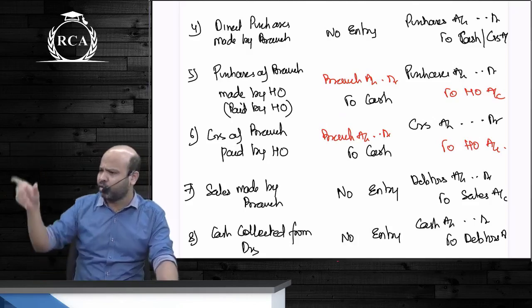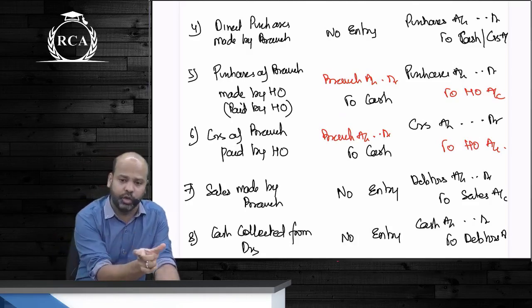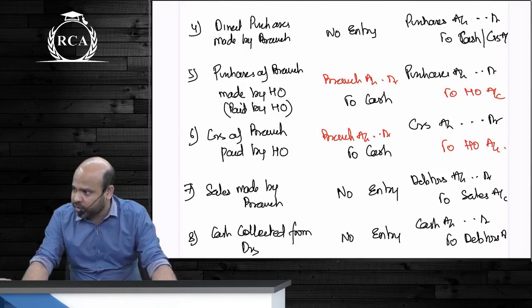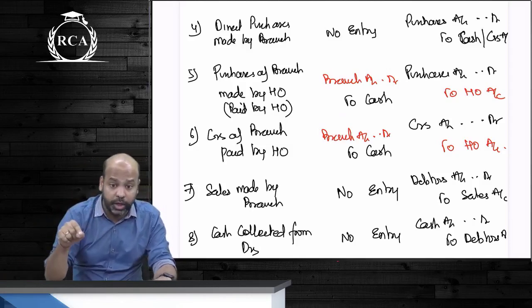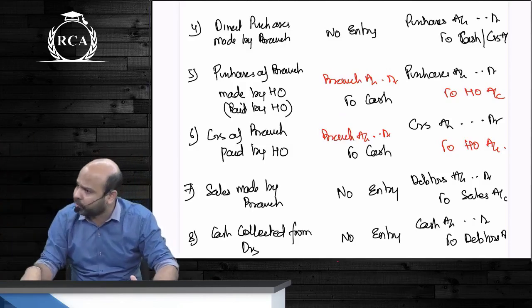I told you, beta, in all of these entries, go by common sense. Check where the ledger account should come and check whose cash is going out. After that, beta, they will write each other's name. Yes or no, guys? So here, if purchases are paid by head office, the bank balance of head office will reduce, but purchases should come in the books of branch. After that, let them record their own names.